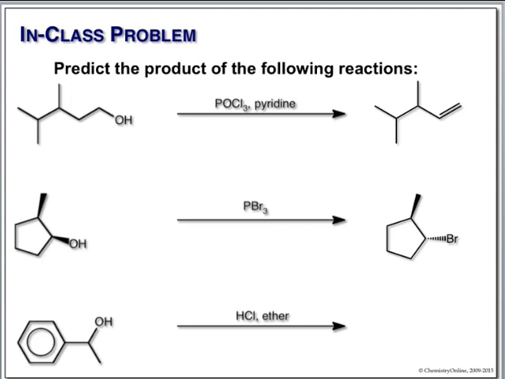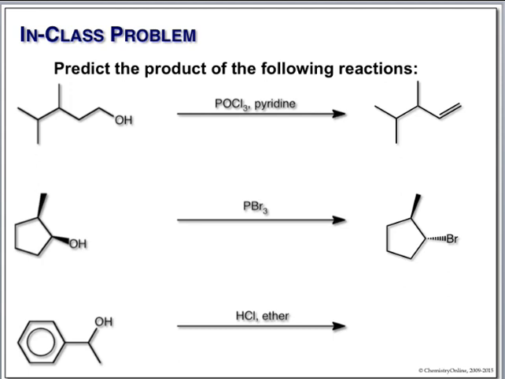HCl and ether. Two things could happen here, right? The HCl is going to protonate this group, and it's going to leave. It's going to leave because it's going to form a benzyl carbocation. But that's safe.